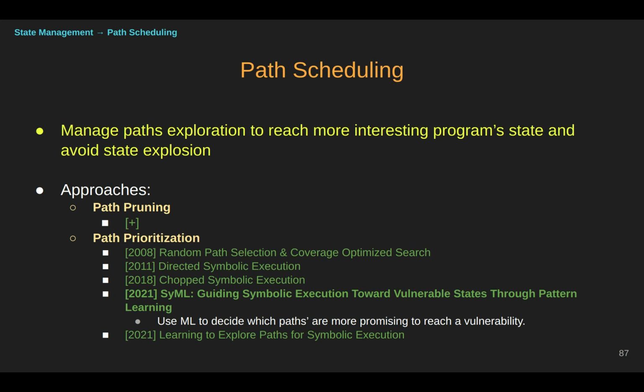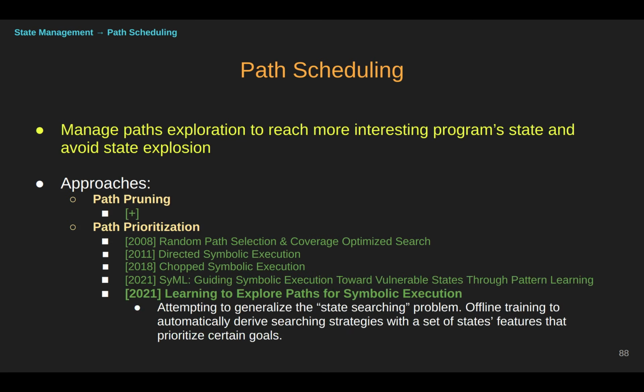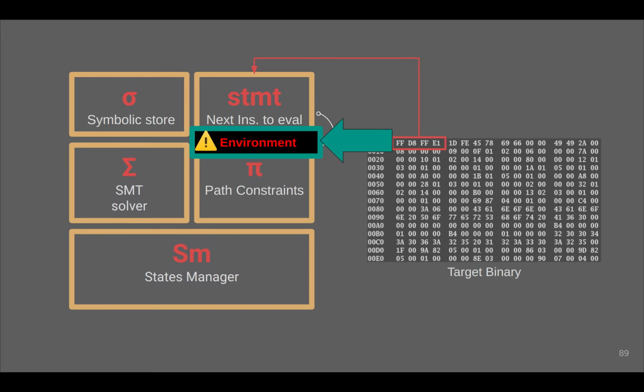And of course, if you add machine learning in your proposal, you'll get funding. So there's more machine learning stuff here. Use ML to decide which paths are more promising to reach a vulnerability, and try to learn which paths are more likely or more interesting. Offline training, whatever. I haven't gone into the details of those papers, and I'm not really interested.